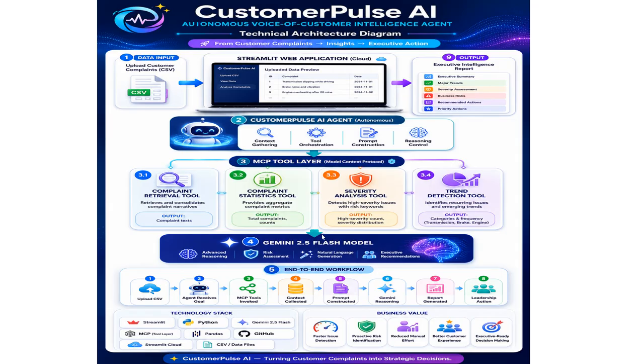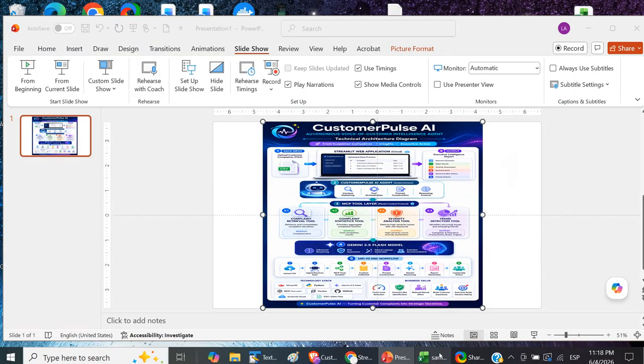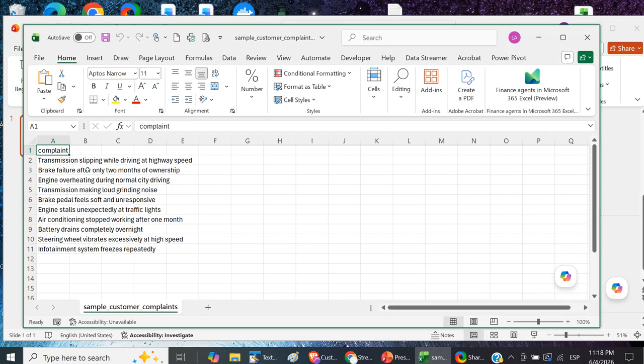Okay, so we are going to see right now what will be the steps to run my application. So here we have the sample. Here I have several customer complaints that will be loaded inside my application to get the executive analysis using my agent.